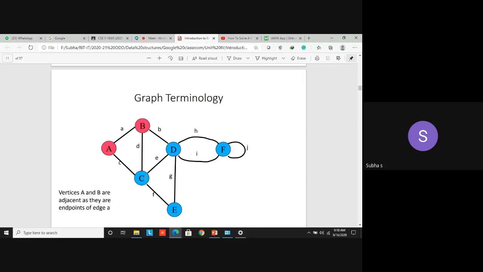Similarly, from C, what are the adjacent nodes? C to D, there is a path, so D is an adjacent node. C to E, there is a path, so E is an adjacent node. Similarly, C to A, C to B. So for C, I have 1, 2, 3, 4 adjacent nodes. Got it? In this way, we tell whether the vertices are adjacent or not. If the two vertices are endpoints of a particular edge, that means if there is an edge from that particular node, then the other node can be called the adjacent node.